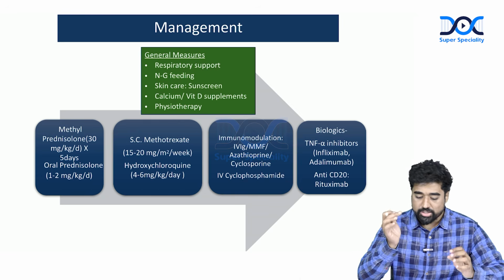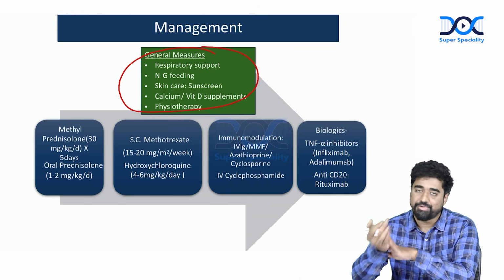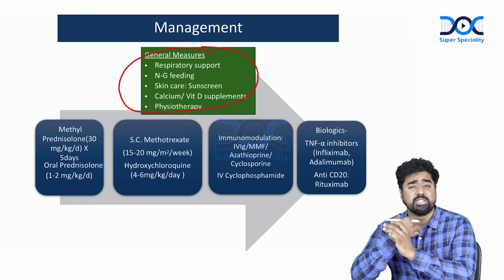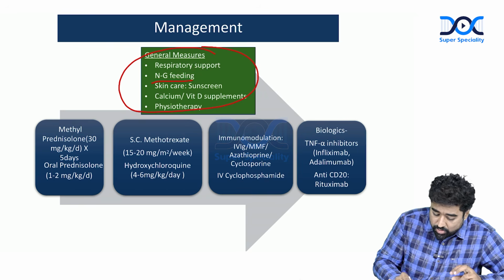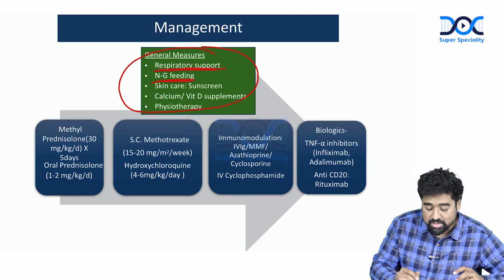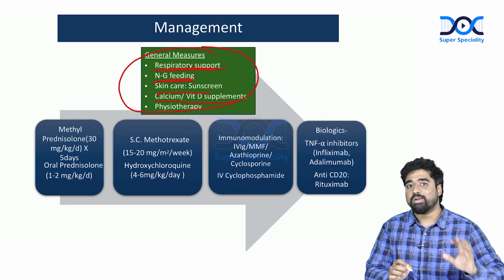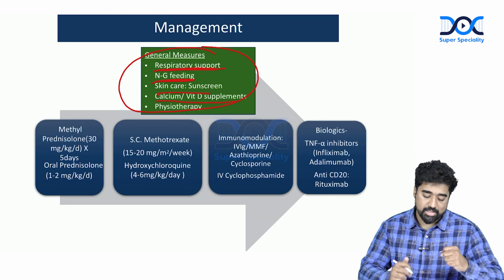Don't just rely on your steroids. Here you will have general support measures, especially if the child is admitted, definitely you will give support. If there is severe pharyngeal weakness, he may even require NG feeding. If there is severe respiratory weakness, he will require respiratory support, physiotherapy, etc. And of course, you will give supplements and photoprotection.